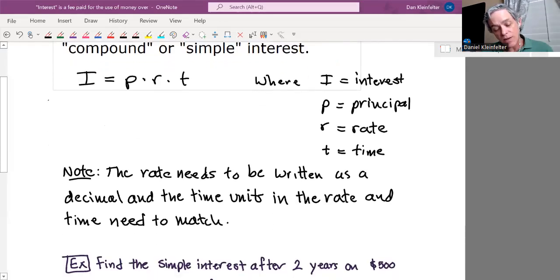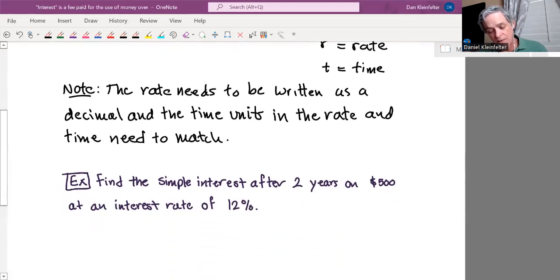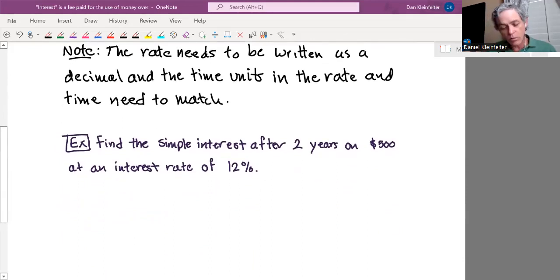Okay. The rate does need to be written as a decimal, and the time units in the rate, like 4% per year or 4% per month or whatever, and the time need to match. We'll see an example like that where it matters. Okay, so let's try it.